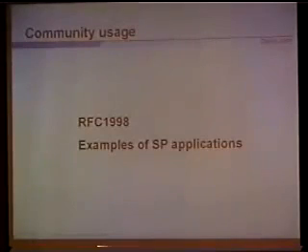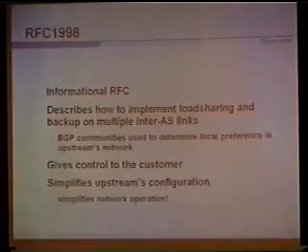Right, using communities. So basically 2 things we're going to look at here, RFC 1998 usage, and then generally what ISPs around the internet are doing. This again is all for multi-homing. RFC 1998, it's written by Tony Bates and I think it was Enke Chen when they were at MCI. Describes how to implement load sharing and backup on multiple inter-AS links using BGP communities, basically. The idea was to simplify life inside MCI and give more control to the customer.